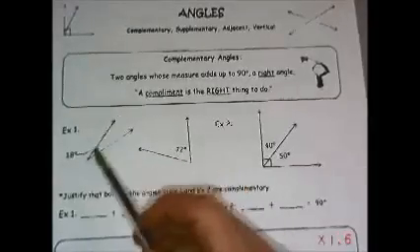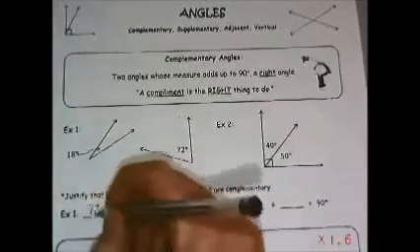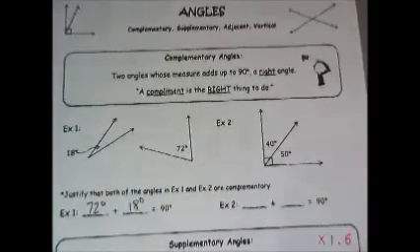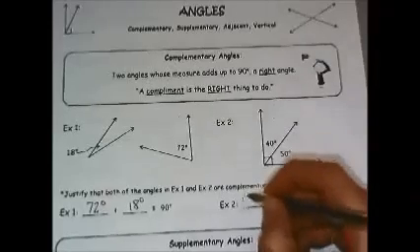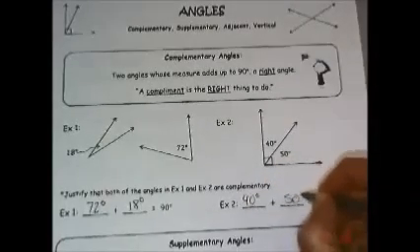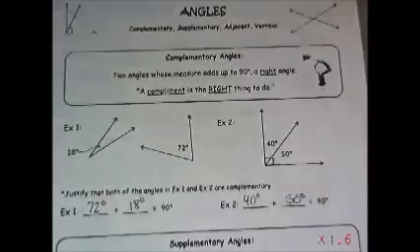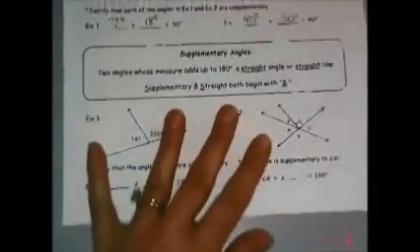Example 1, we have an angle here and an angle here. If I add 72 and 18 together, 72 degrees and 18 degrees equals 90 degrees, which is a right angle. Example 2, I have 40 degrees and 50 degrees, and when I add 40 degrees and 50 degrees together, I get 90 degrees, which is a right angle. So those are complementary angles. Okay, so go ahead and paste that in, and then let's go down to supplementary.